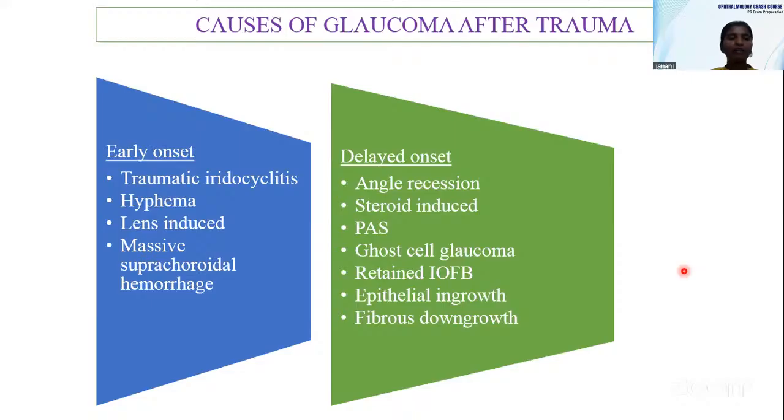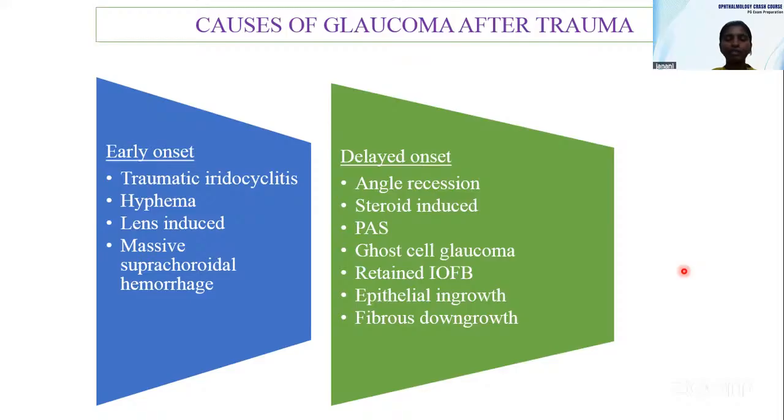Under early onset, we have traumatic iridocyclitis, hyphema related increase in IOP, lens induced, which can be phacotopic because of subluxation of the lens causing pupillary block, and massive suprachoroidal hemorrhage. Under delayed onset, will be angle recession, which I will be discussing. Then angle recession glaucoma, then steroid-induced glaucoma.